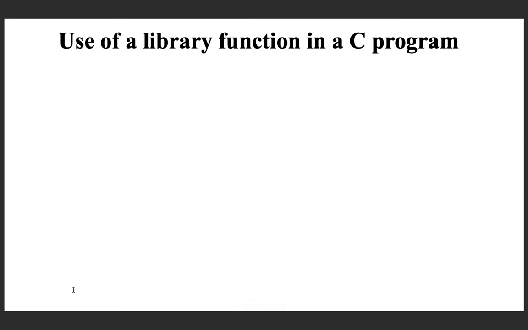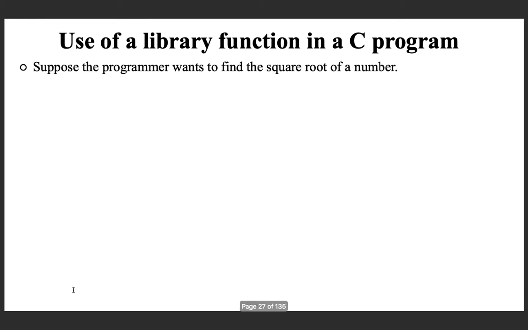Now we can try to understand with an example what is the use of a library function in a C program. Suppose the programmer wants to print the square root of a number. Given a number, the programmer needs to get the square root. The C programming language provides a built-in mathematical function to obtain the square root. So, no need to worry about it, just use it and find the square root.